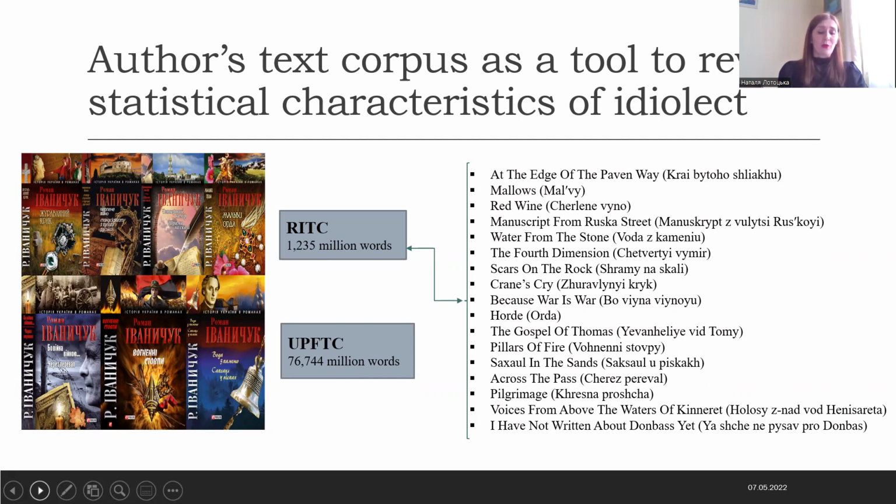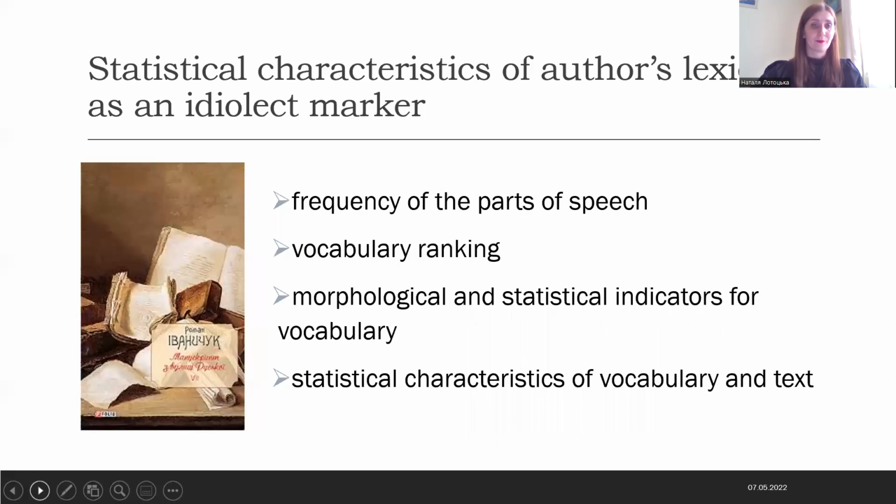To carry out integrated research of the author's idiolect, a subcorpus of Ukrainian prose fiction was created in the GRAC by applying filters like style fiction, original language Ukrainian, and a definite time span. Total corpus size is presented on the slide. Frequency of parts of speech, vocabulary ranking, morphological and statistical indicators for vocabulary, and statistical characteristics of the vocabulary and text display frequency patterns of the idiolect.